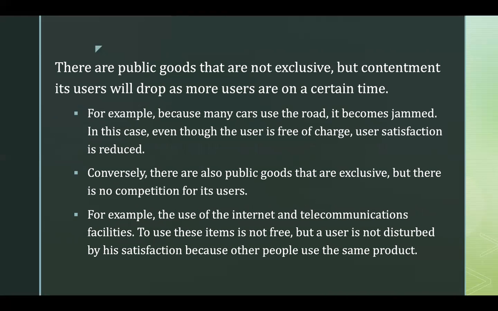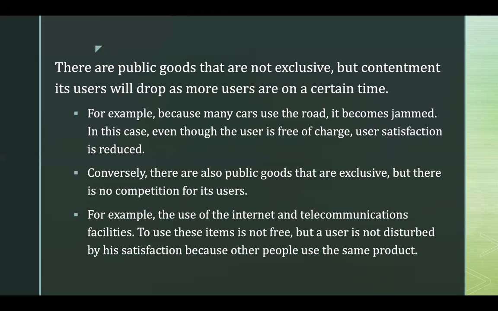Okay, so there are public goods that are non-exclusive, but their use will drop as more users come at a certain time. For example, because many cars use the road, it becomes jammed. In this case, even though the user is free of charge, user satisfaction is reduced. People know that the road is free of charge, but because of the congestion, some people just take public transportation because they have no satisfaction with the congestion.